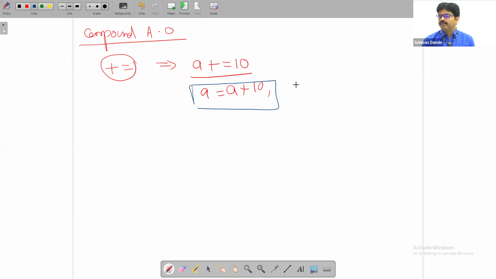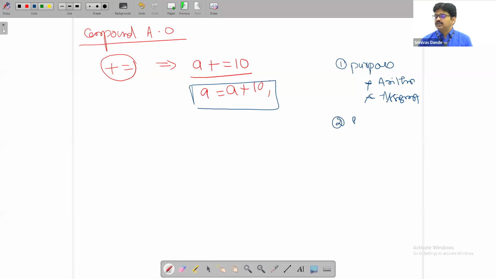Now tell me, number one, what is the purpose of this operator, guys? They do two operations. In this, it will do arithmetic operation and assignment. Both are happening. Combination of arithmetic and assignment is the compound assignment.